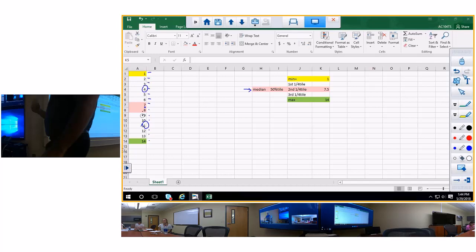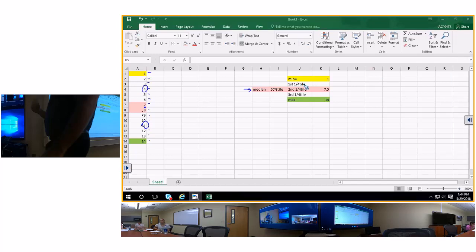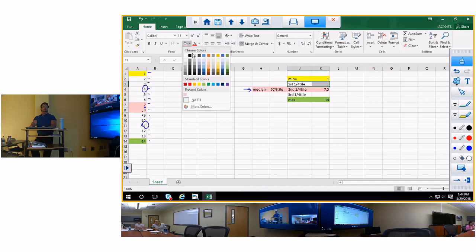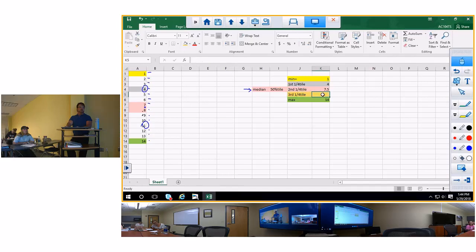So here we go. All we've got to do now is color this guy grayish, and this guy is grayish. Equals right there. And then we'll color this guy orange, and that's equal to this guy, and he's orange.